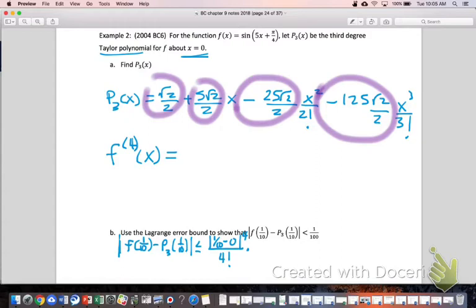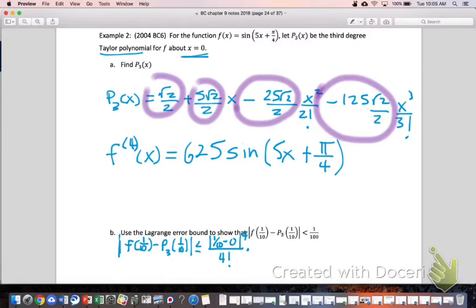So let's see here. This was sine, cosine, sine. So this is negative cosine. So it would be, what, 625 sine of 5x plus pi over 4. It's positive, and I guess it's not going to matter too much because we're just going to absolute value it anyways, but I think that's right, isn't it? Okay, so this is the 4th derivative.